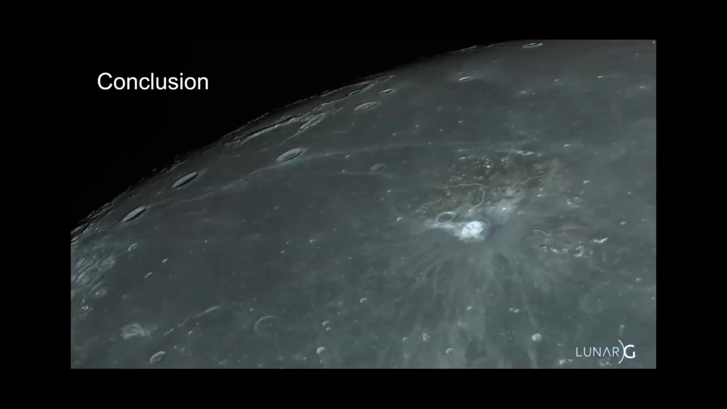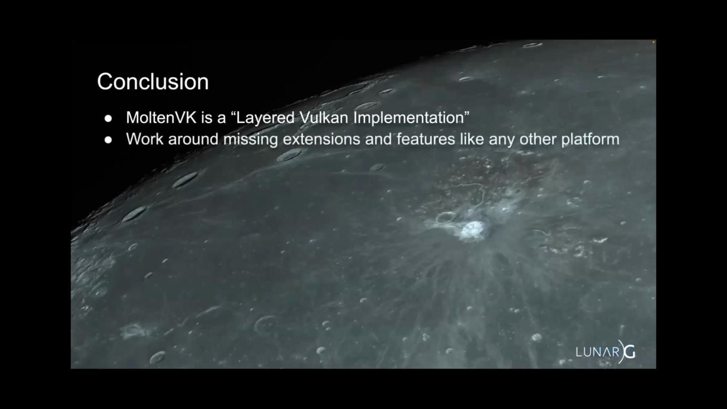Okay, so in conclusion, MoltenVK is a layered Vulkan implementation. It's not a separate thing. It's not a new API you have to learn. Everything is Vulkan. Even the whole portability thing, that's not MoltenVK. That's just Vulkan. And that may be just as important on other platforms besides macOS in the very near future, if not already, as well. You can work around missing extensions and features like any other platform.